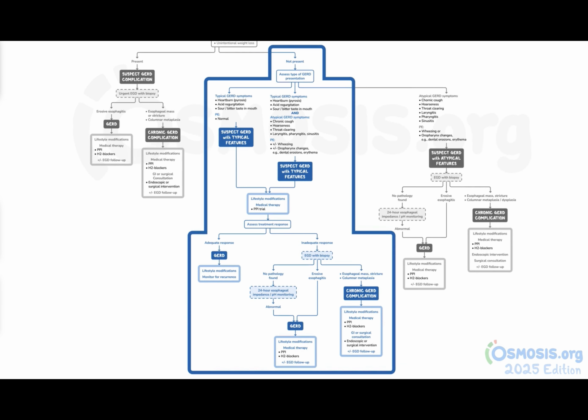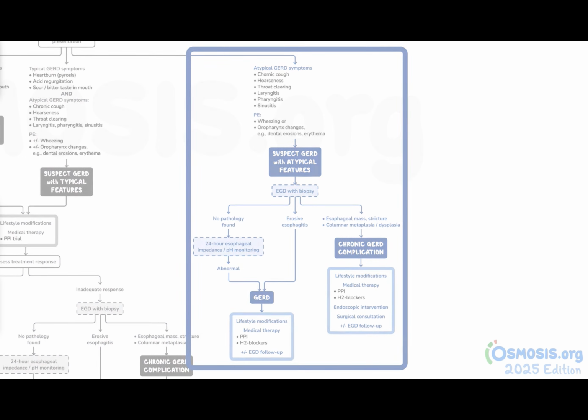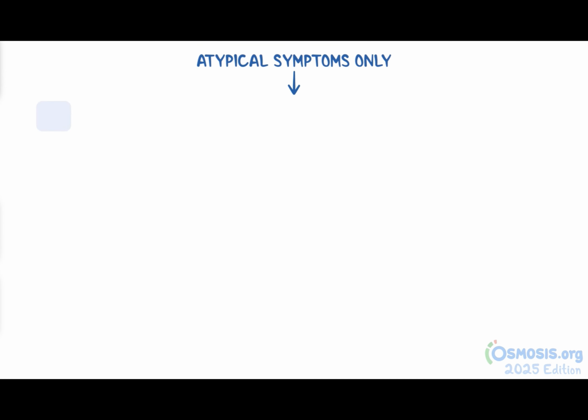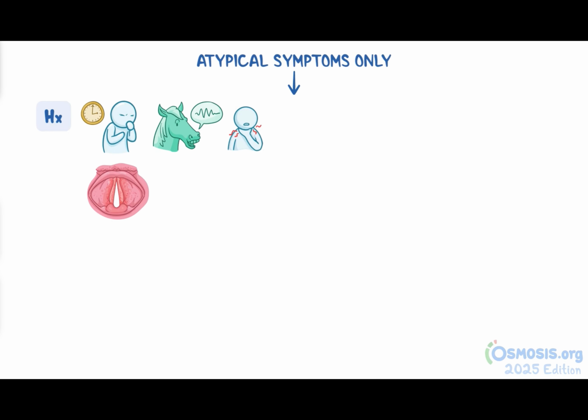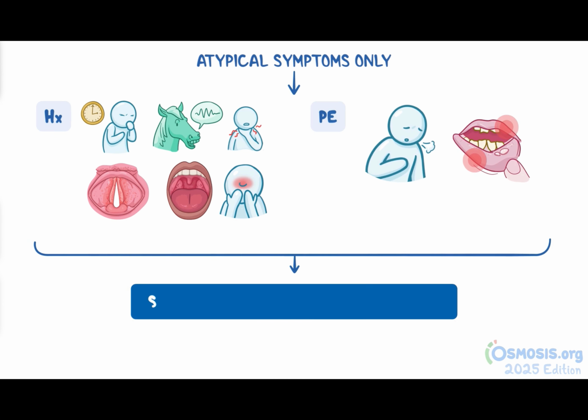All right, now that we've covered how to approach individuals with both typical and atypical features of GERD, let's shift our focus to cases where only atypical symptoms are present. If your patient has atypical symptoms only, such as chronic cough, hoarseness, throat clearing, or laryngitis, pharyngitis, or sinusitis, and physical exam reveals wheezing or oropharyngeal changes, such as dental erosions or erythema, suspect GERD with atypical features.